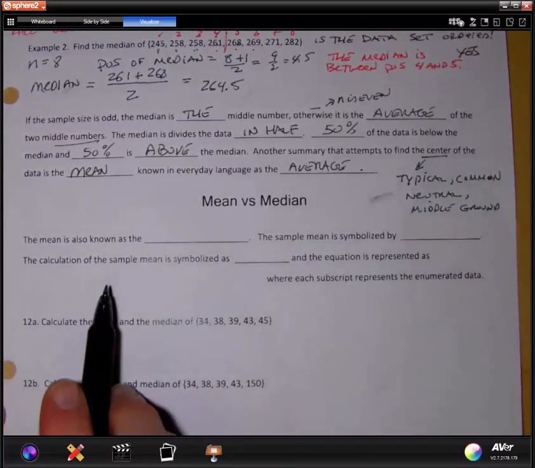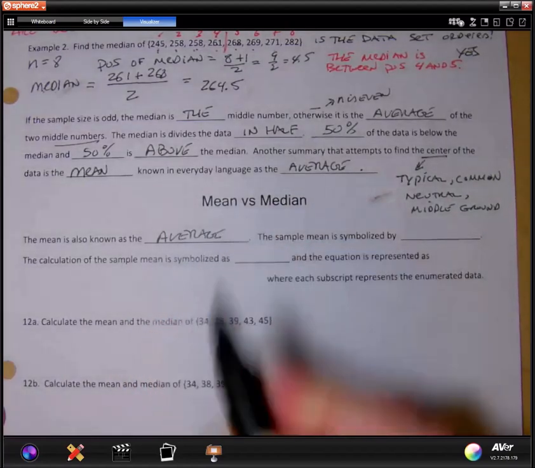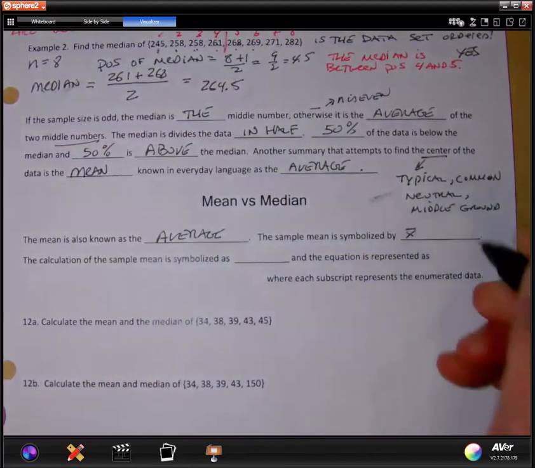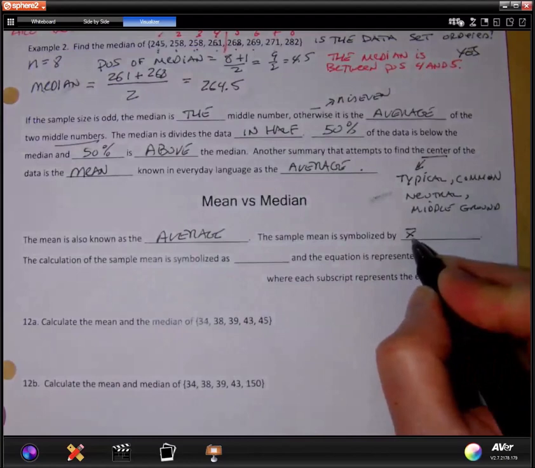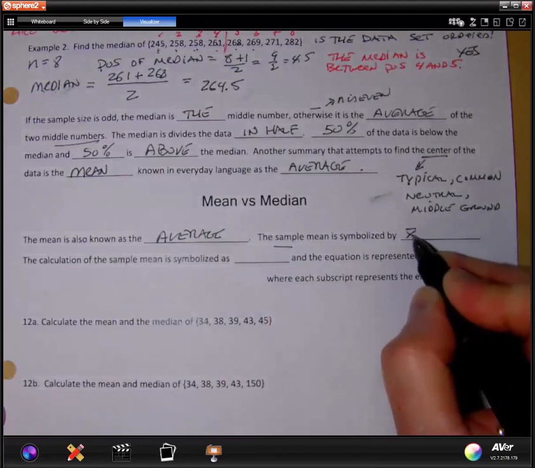So the mean, again, is known as the average. The sample mean is symbolized by X bar. Really, again, this is the sample mean. It's just the name of the variable with a bar over it. And we usually use lowercase.